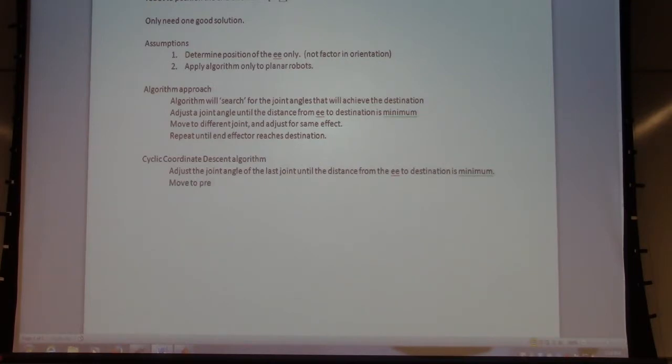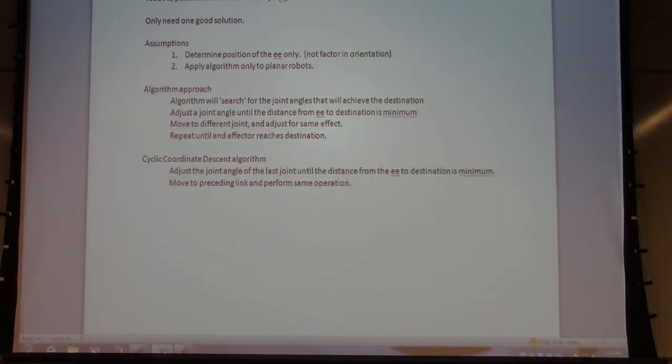Move to the previous, well, I'll say the i-1 link. Oh, I know, how about the preceding link, and perform the same. Okay, so we're just going to move back to the preceding link, do the same thing, adjust that joint so that we minimize the distance to the end effector, and continue working backwards through the links to get the job done.